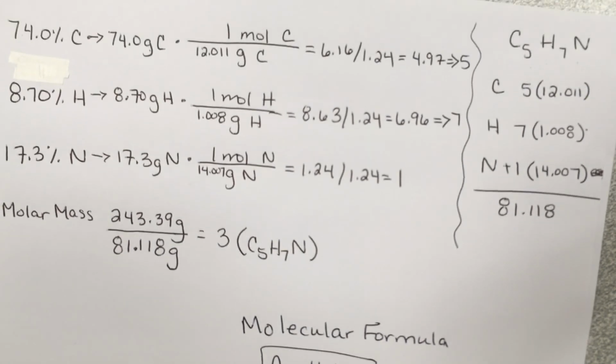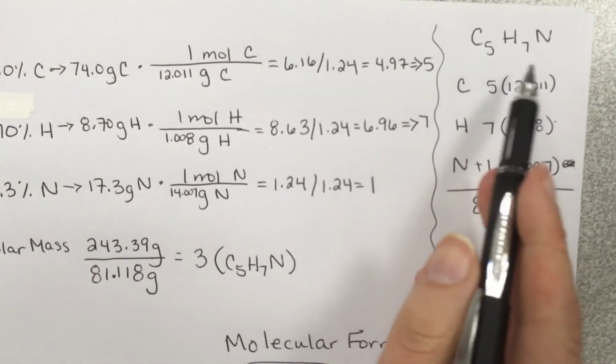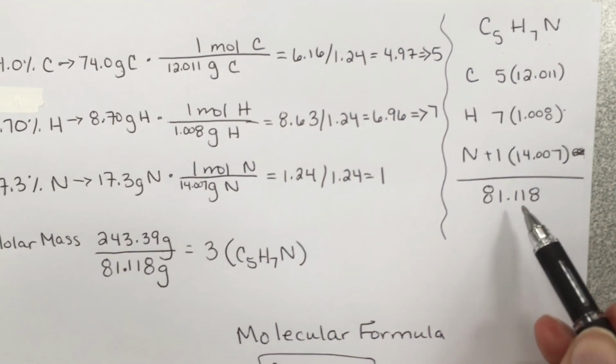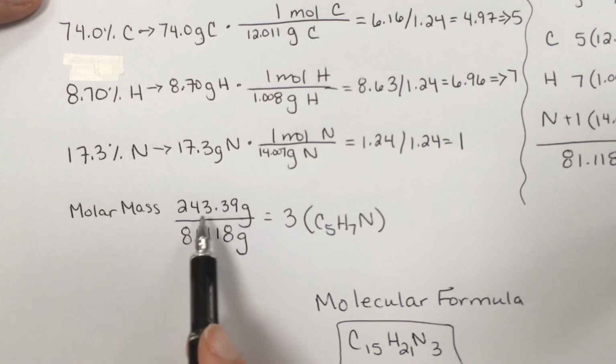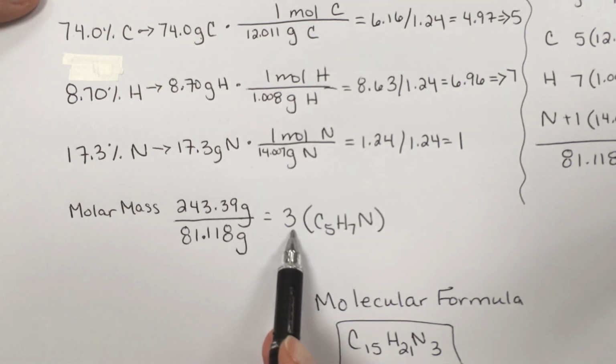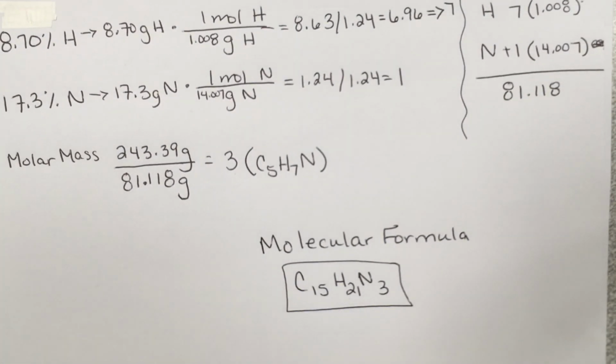So basically, you do the exact same thing all the way up until here. You've got your empirical formula. You find out how much the whole empirical formula weighs, divide it by the number they give you for the molecular formula, find out what that whole number is, multiply it by the empirical formula, and boom, you've got your molecular formula.